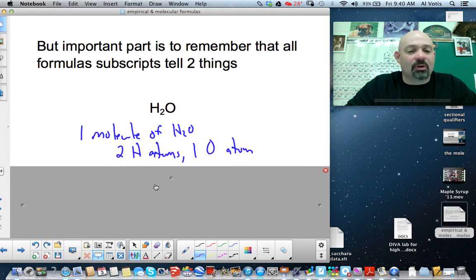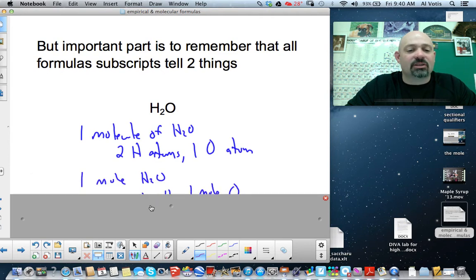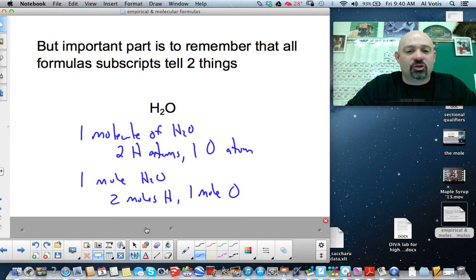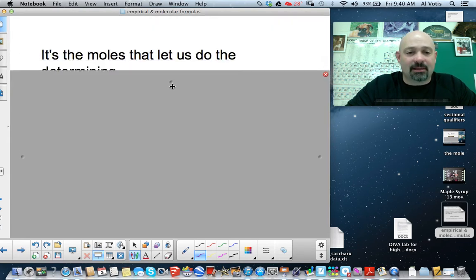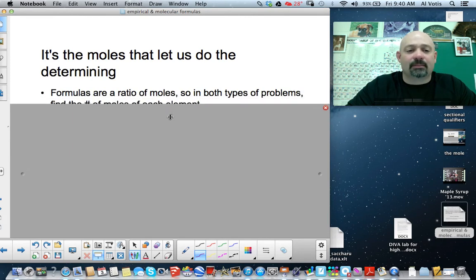But those subscripts also tell us numbers of moles. So if I had 1 mole of water, I would have 2 moles of hydrogen and 1 mole of oxygen. See how those numbers are exactly the same, we just changed the quantity. Atoms are moles, atoms are moles. Those are your keys to finding empirical formulas, knowing those two things. From percent composition data, it's the moles that let us do the work.